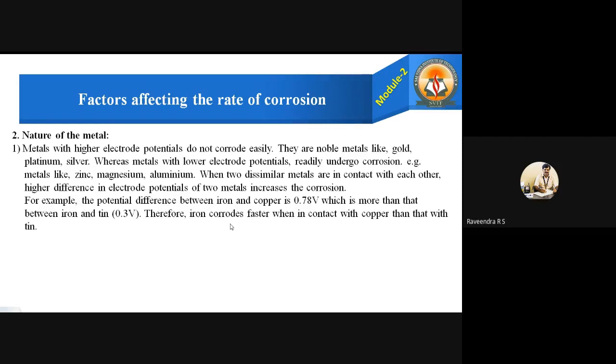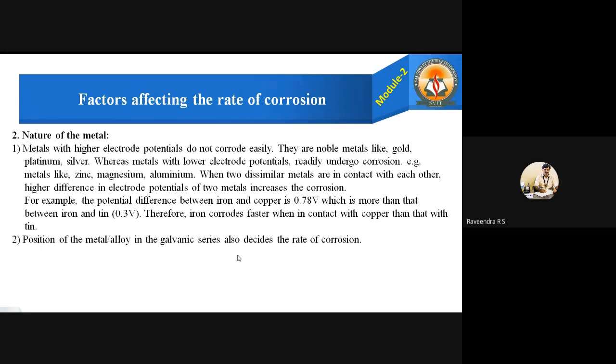For example, the potential difference between iron and copper is 0.78, which is more than that between iron and tin. For iron and tin, the value is 0.03, and between iron and copper, it is 0.78. This means iron corrodes faster when it comes in contact with copper, because the 0.78 value is more than that with tin, which is a lower value. That means if the difference between the values is high, the rate of corrosion also increases. We can clearly see this in this example.